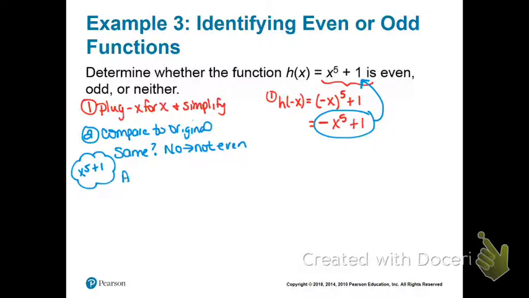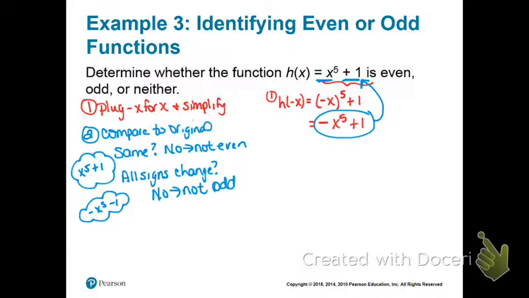Okay, well, if it's not even, then I need to know, did all signs change? Well, if all signs changed, what would that look like? That would be a negative x to the fifth minus 1, because they were positive, and both of them were positive in the original. So did all the signs change? No, which means it's not odd. And so if it's not even and it's not odd, that must mean it is neither.